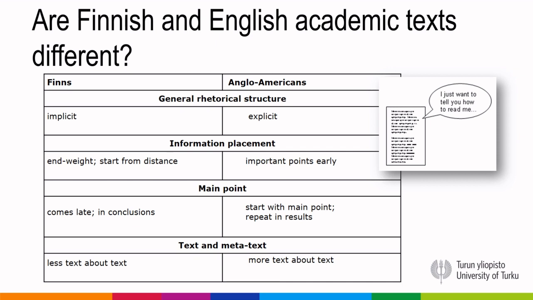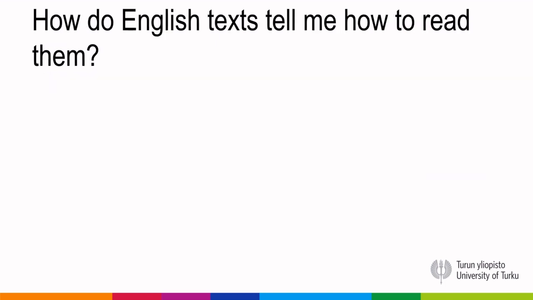And finally, this last point about meta text. Finnish academic texts tend to have less text about text, whereas in English we have more text about text. English academic writing tends to include more clues about the structure and the path of development of the ideas, and we'll take a closer look at that in just a moment. So what is this meta text that we were just talking about?